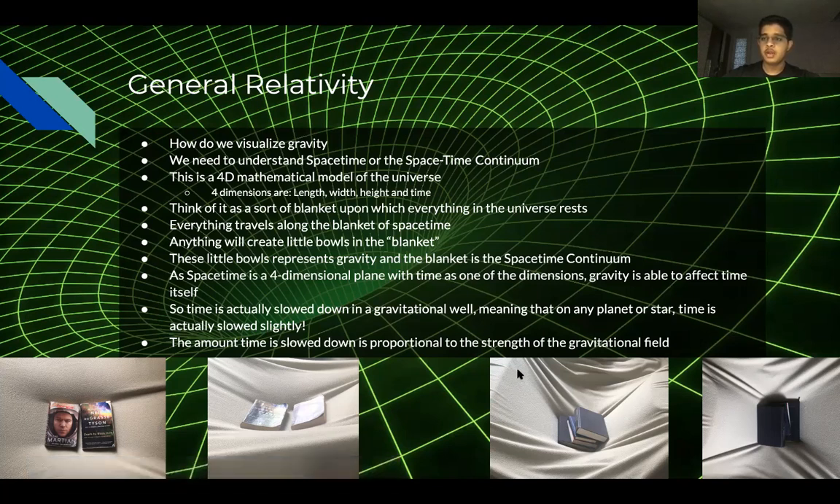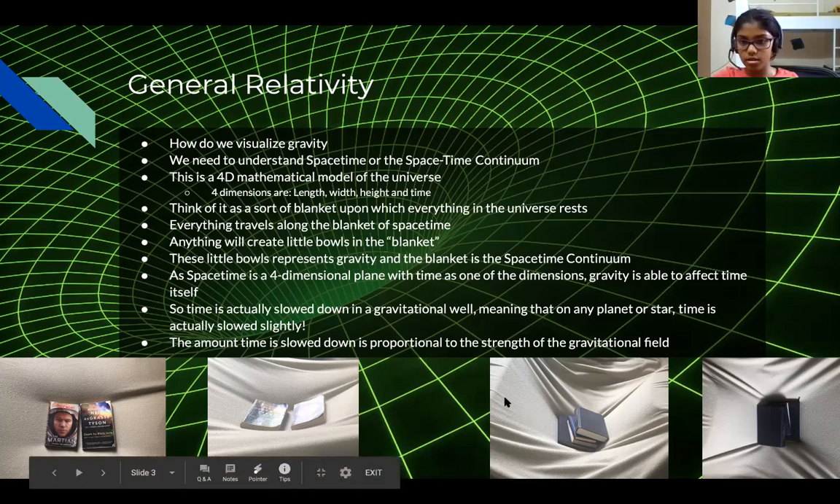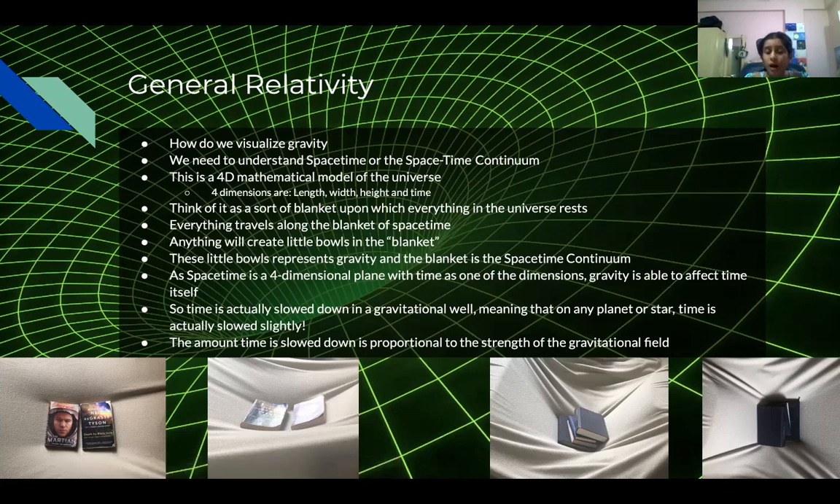So the time in the picture your mouse is pointing to is much slower than the first picture? Yes, because there's more mass, therefore more gravity. So it's basically simple: the more the mass, the slower the period of time. And the bigger the mass, the deeper the gravitational well.